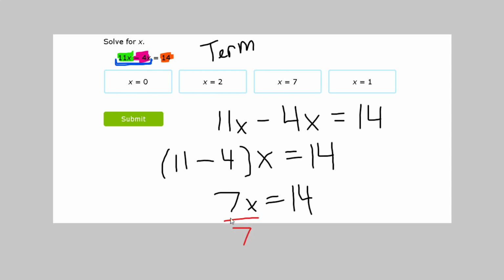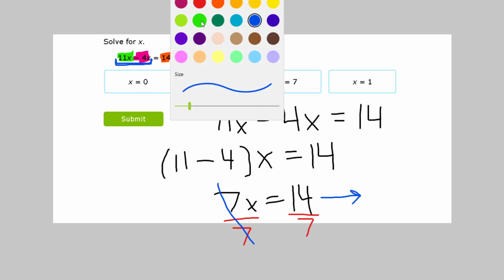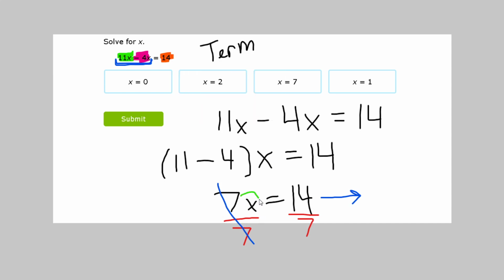To get rid of this 7 over here, we need to divide it away. Divide both sides by that 7. So 7 divided by 7 is 1, so that goes away. And this will leave us with just an x on the left side. That's all that's left. And then on the right side, we have 14 divided by 7, which is 2. So your final answer is x is equal to 2.